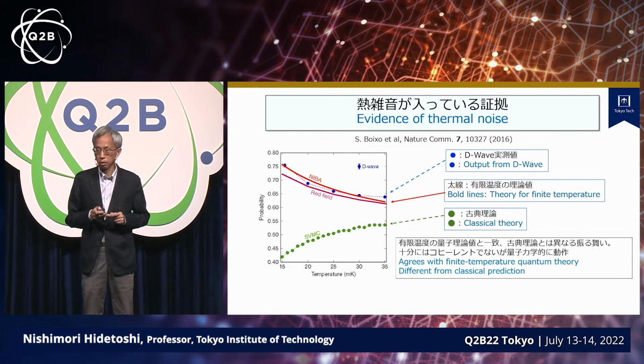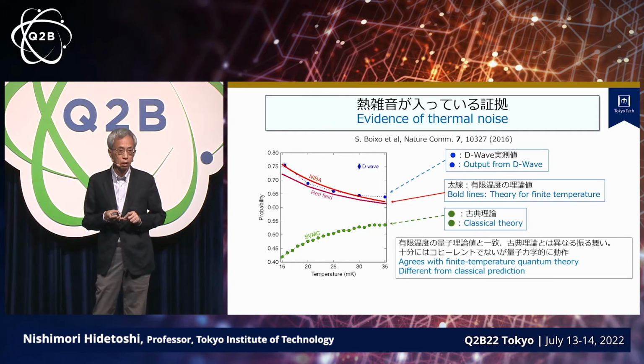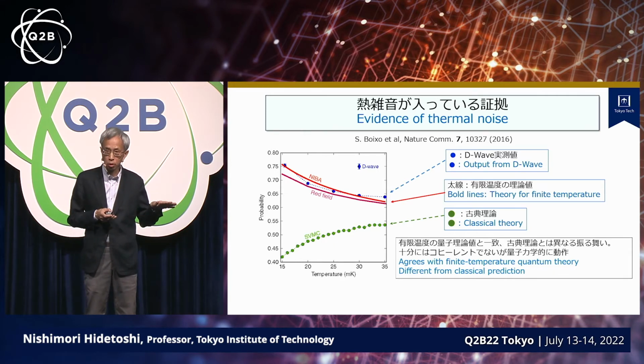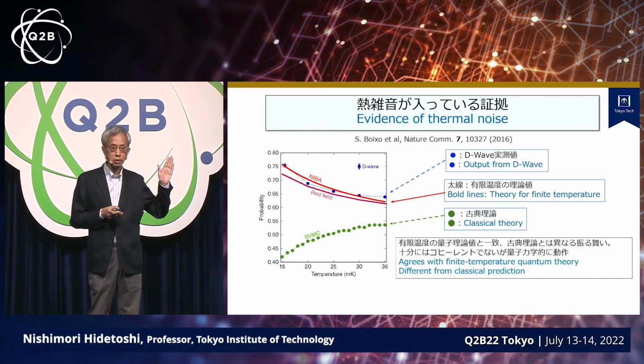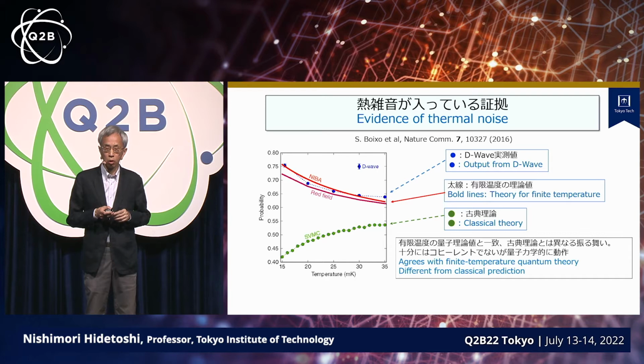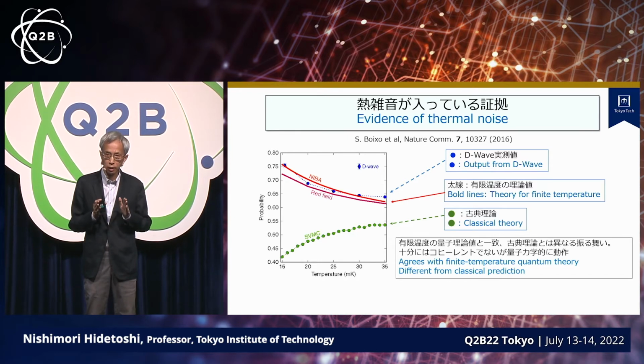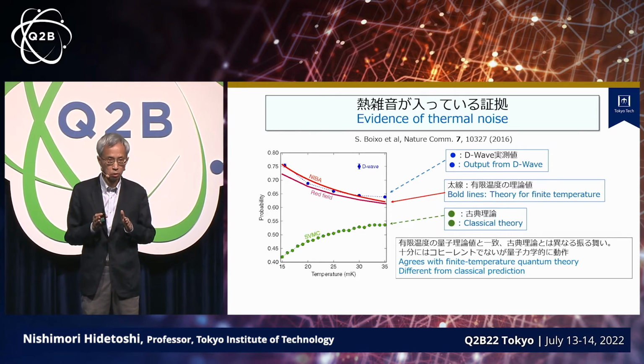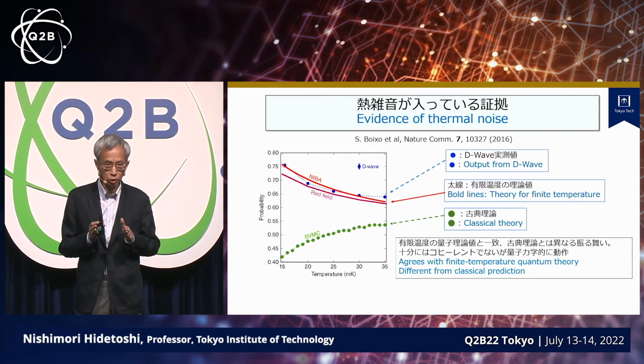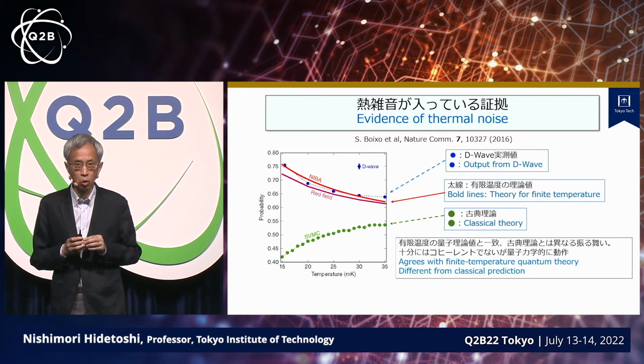Now I would like to show the evidence of the thermal noise, from 6 years ago, when Google was doing this kind of research. Horizontal, you see the temperature, and vertical is the probability for the right answer for a problem. The blue is D-Wave actual data, and the red and brown are based on the theory of finite temperature. This is not absolute zero. This is the theory of finite temperature.